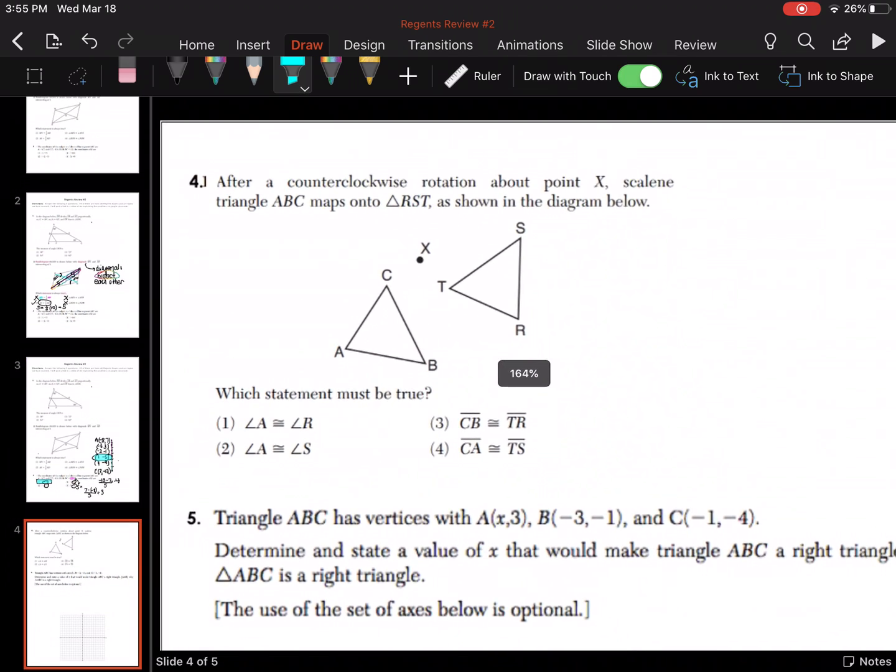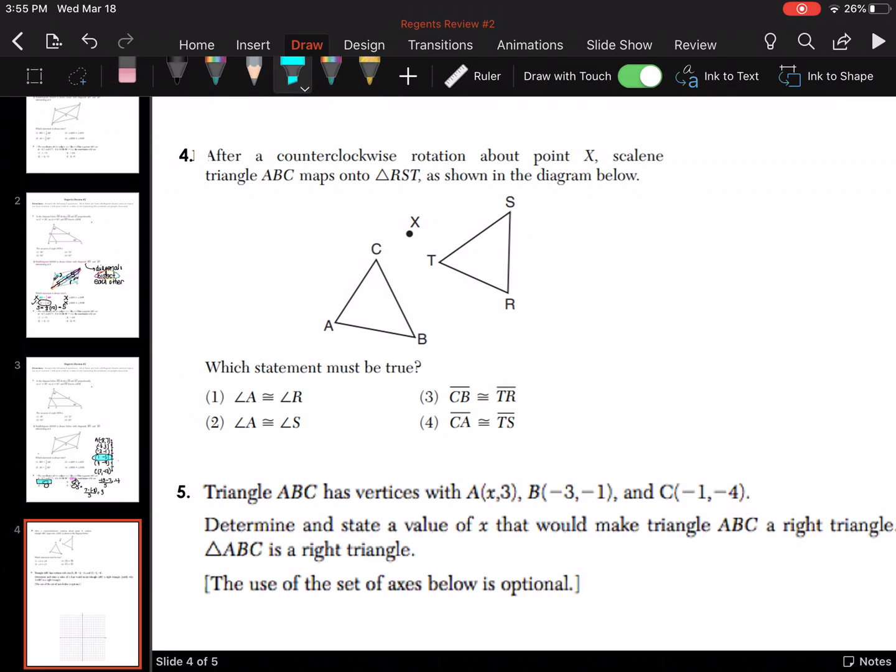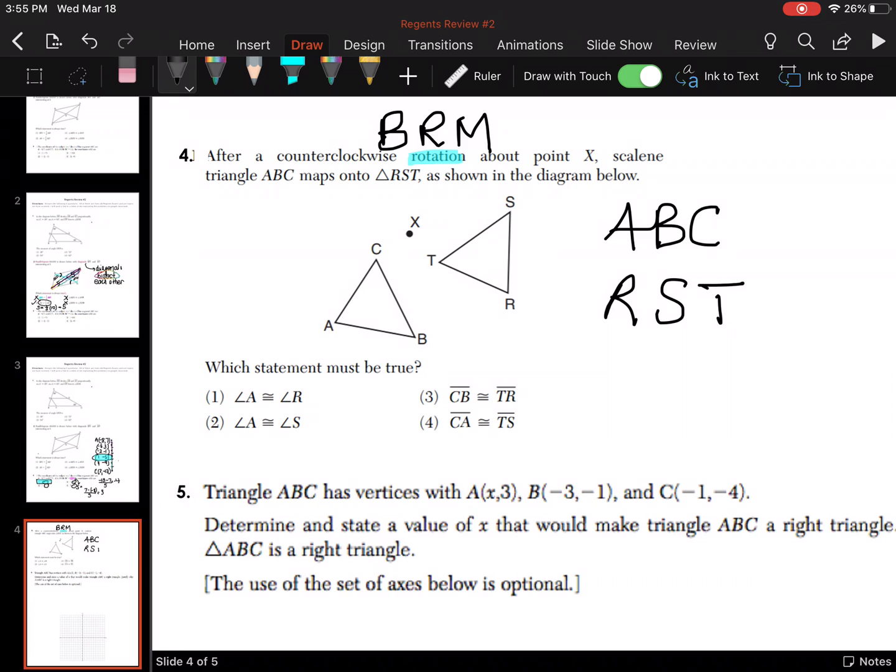Almost done. Oh, I love these questions. Okay, so over here we are rotating a figure. Now a rotation is a basic rigid motion, and basic rigid motions preserve distance and angle measure. That means that whatever triangle ABC is will be congruent to the size and shape of triangle RST.